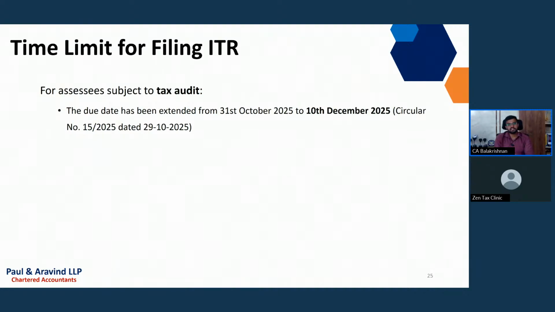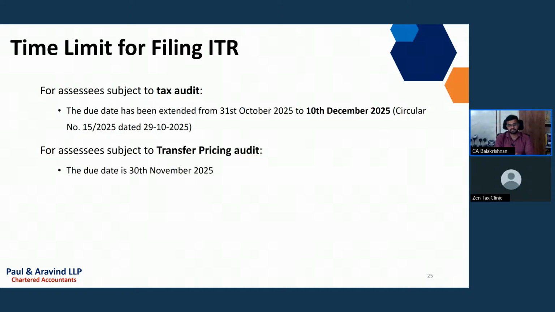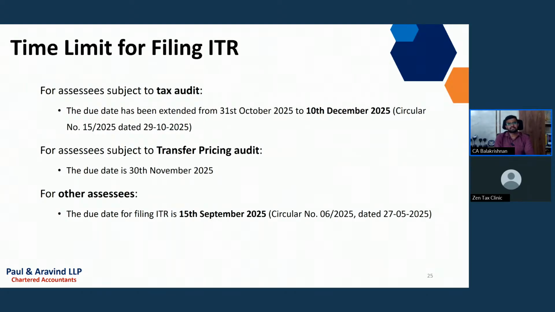If not filed, they can file a belated return without claiming business loss, if any. For assessees subject to transfer pricing audit, the due date is 30th November only. For transfer pricing audit assessees, the due date has not been extended. And for other assessees, the due date has already lapsed. Generally, the due date is 31st July. As per circular number 6/2025, the due date was extended up to 15th September 2025. That due date has lapsed.